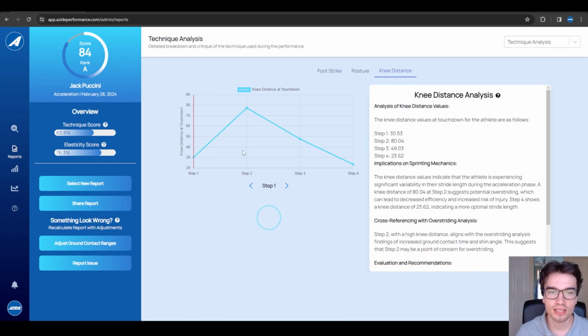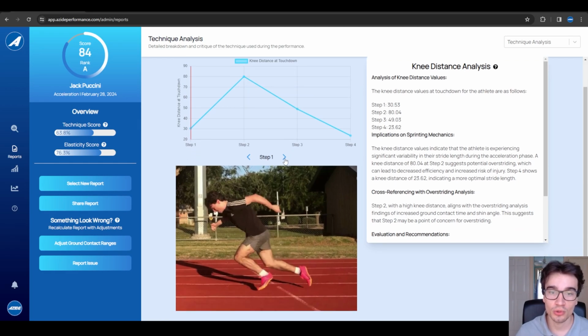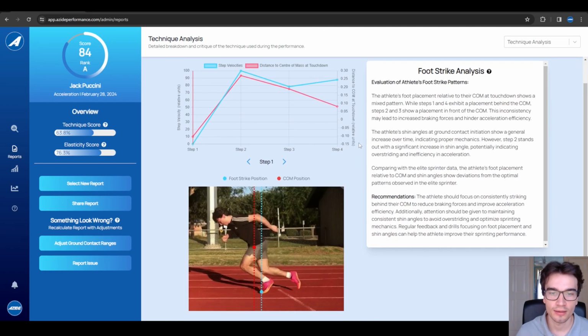We've also got the knee distance here. So you can see the knee distance is kind of peaking in this second step as well, which also indicates overstriding. But not to get ahead of myself here, let's go back to the foot strike tab.